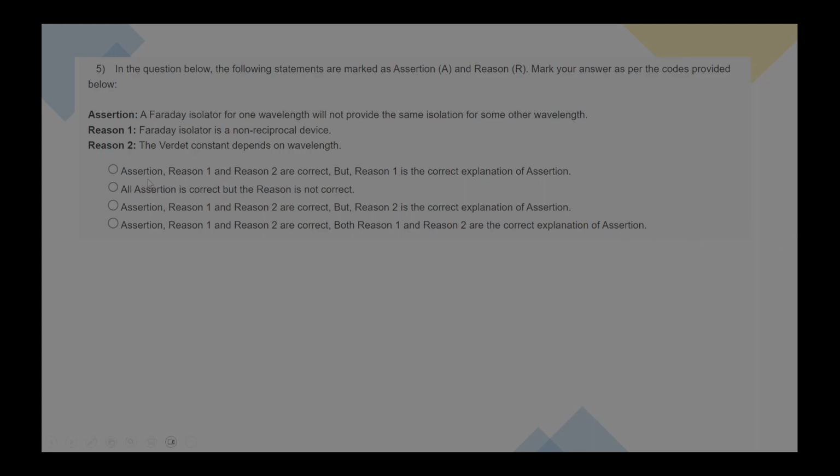The first option is assertion, reason 1 and reason 2 are correct, but reason 1 is the correct explanation of the assertion. Option B is that the assertion is correct but the reason is not correct. Option C is assertion, reason 1 and reason 2 are correct but reason 2 is the correct explanation of the assertion. And the fourth one is assertion, reason 1 and reason 2 are correct, and both reason 1 and reason 2 are the correct explanation of the assertion. So please tell me what could be the answer here.